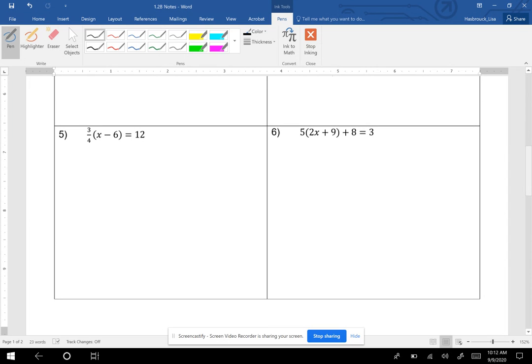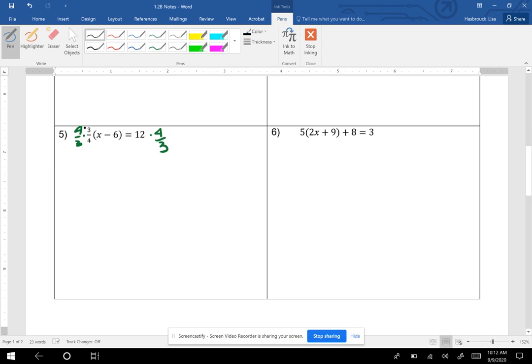Number 5 is a little trickier. We have a fraction in front. You could distribute the fraction, but fractions are a little more difficult to deal with. Notice we have a 6 here and a 4 in the bottom that doesn't divide evenly. So instead of distributing, I would get rid of the fraction by multiplying by the reciprocal. Keep in mind, reciprocal is where you flip the fraction. So I'm going to multiply by 4 over 3, and I'm going to do that to both sides.